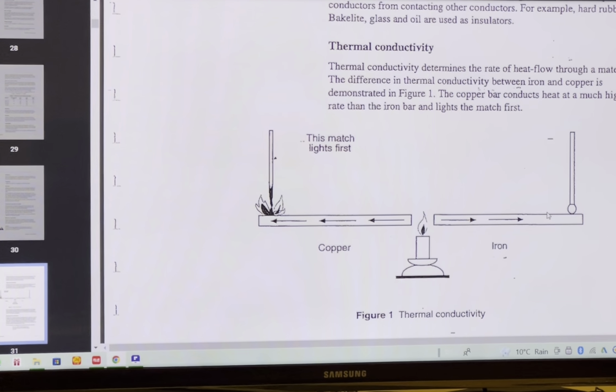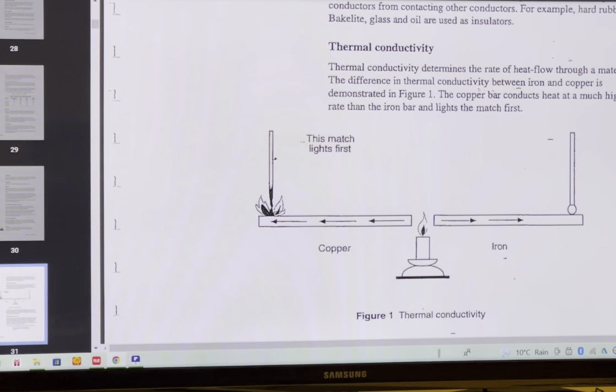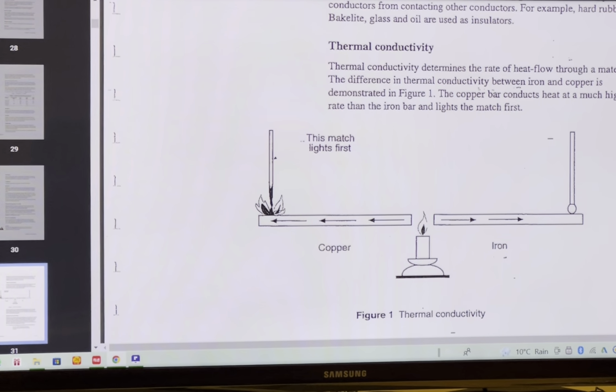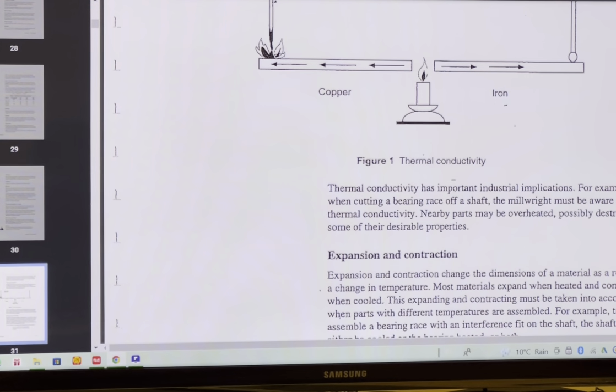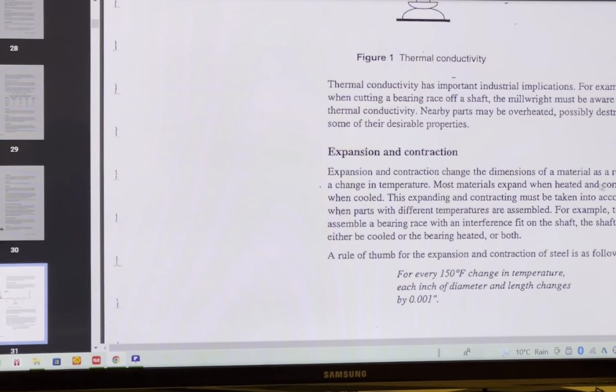Easy. If a question asks which one conducts heat at a much higher rate than iron, with choices A, B, C, D like copper, aluminum, gold, silver, you should know everything. Thermal conductivity has important industry implications. Very important.